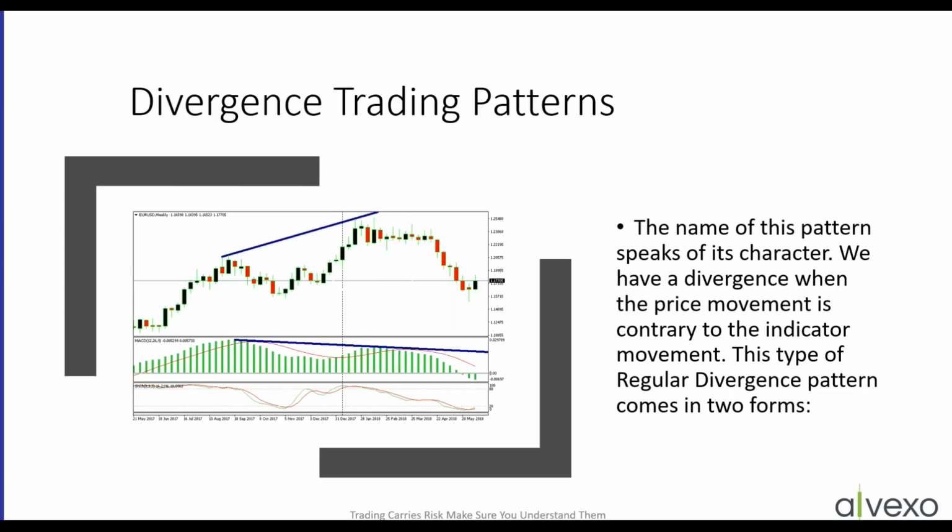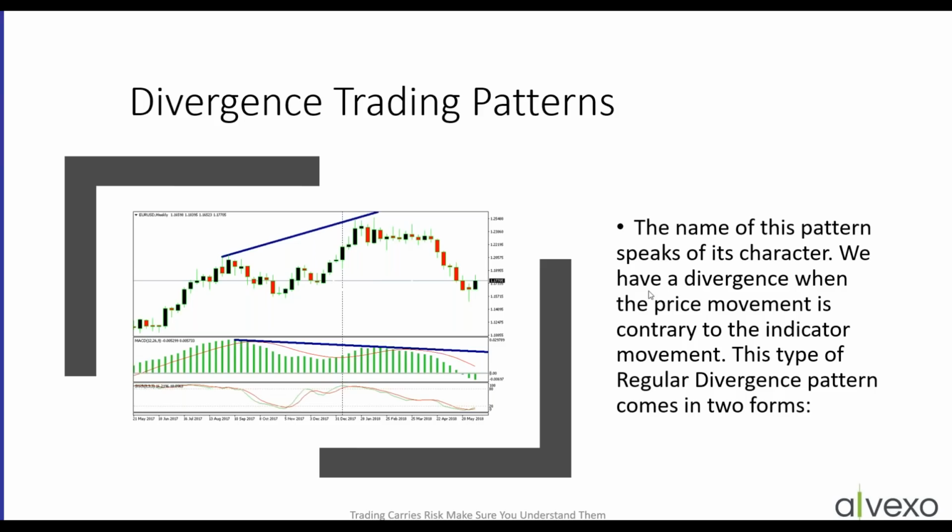Now, the name of this pattern speaks of its character. We have a divergence when the price momentum is contrary to the indicator. And I keep reinforcing that because people always want me to tell them what indicator or what price, they're so stuck on stochastics being above 70 and below 30 that they want to say what number. It has nothing to do with numeric value. It is simply the character or the trend or the movement. That is it.